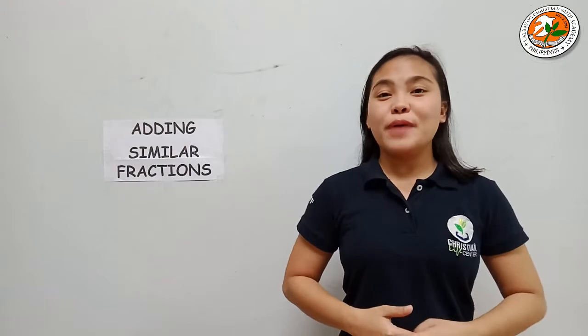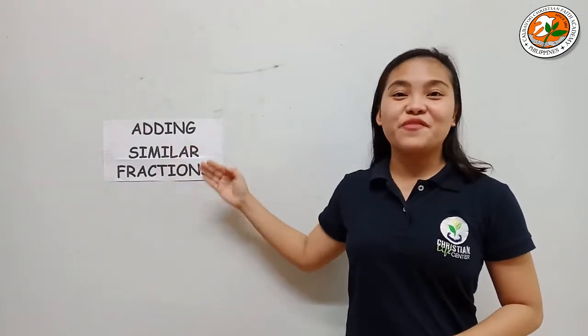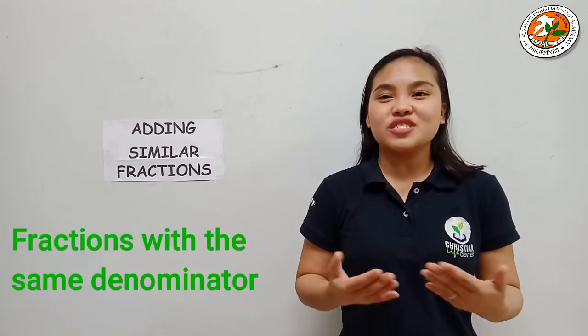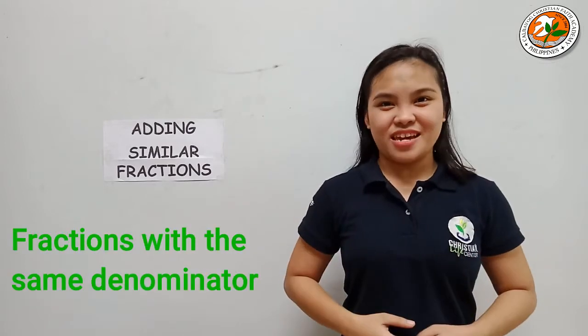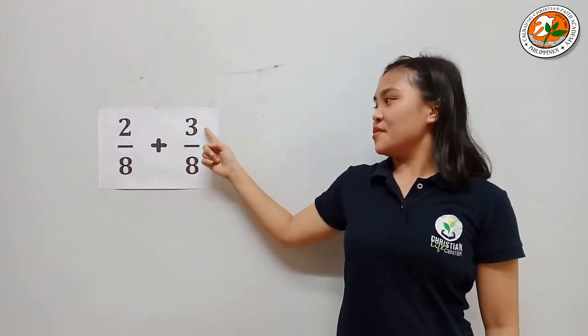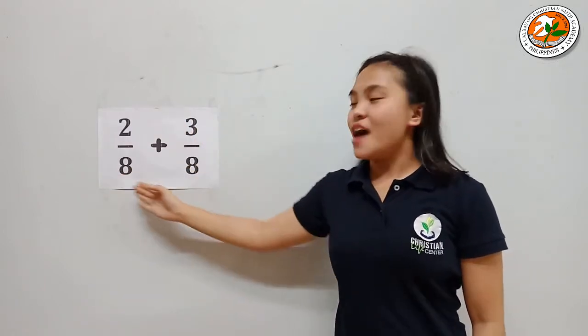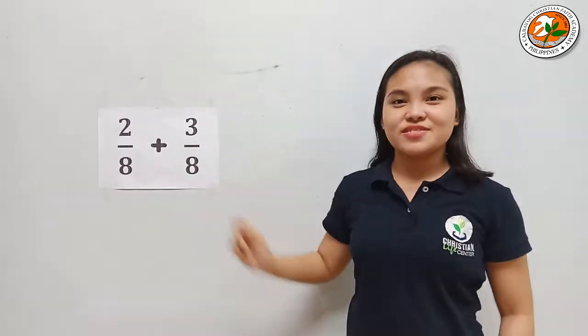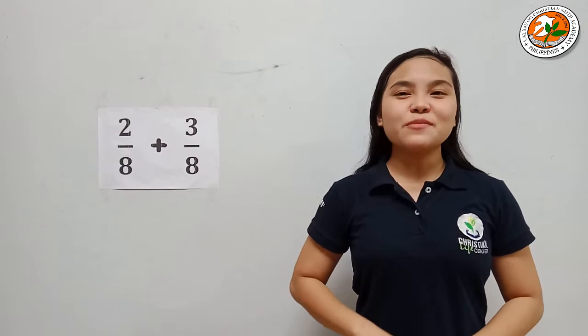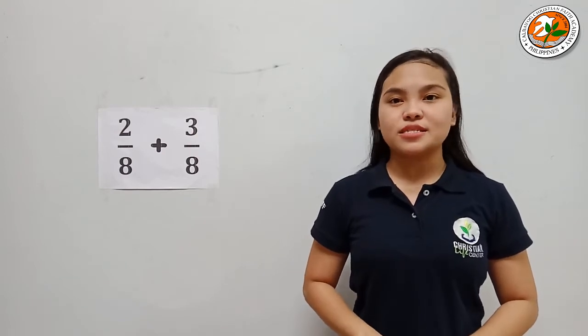What do we mean by adding similar fractions? Similar fractions are fractions with the same denominators. 2 over 8 plus 3 over 8. They have the same denominators. How do we add similar fractions? Adding similar fractions is like this.